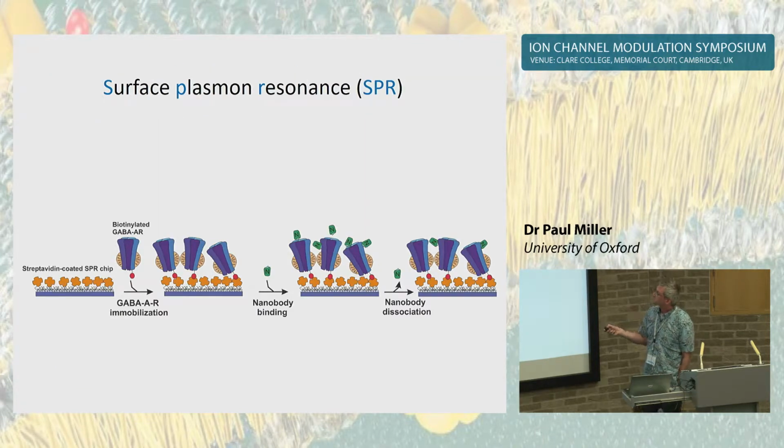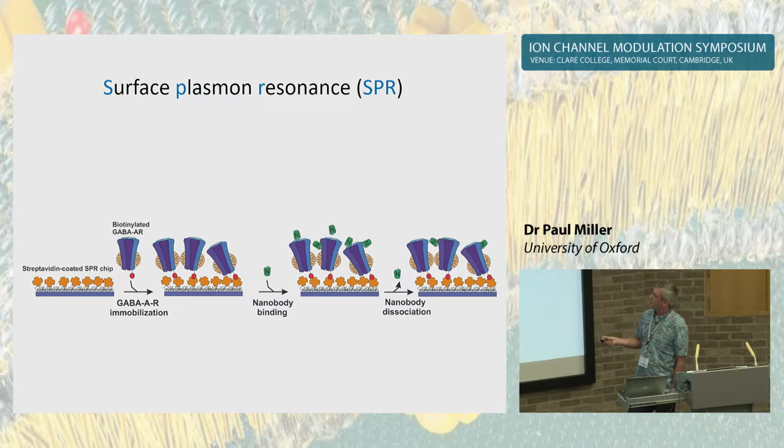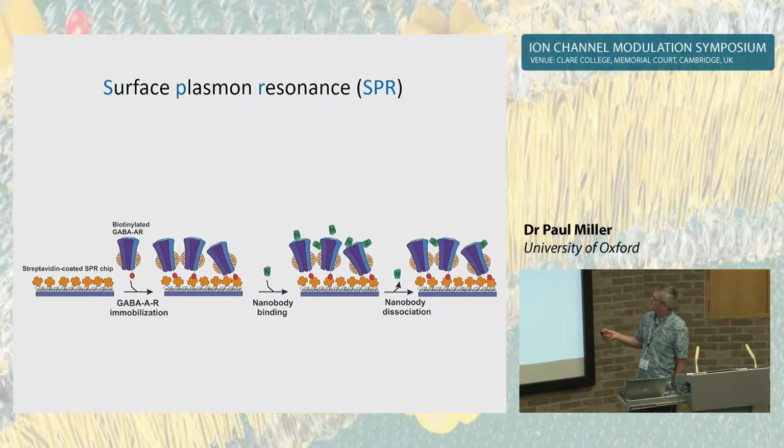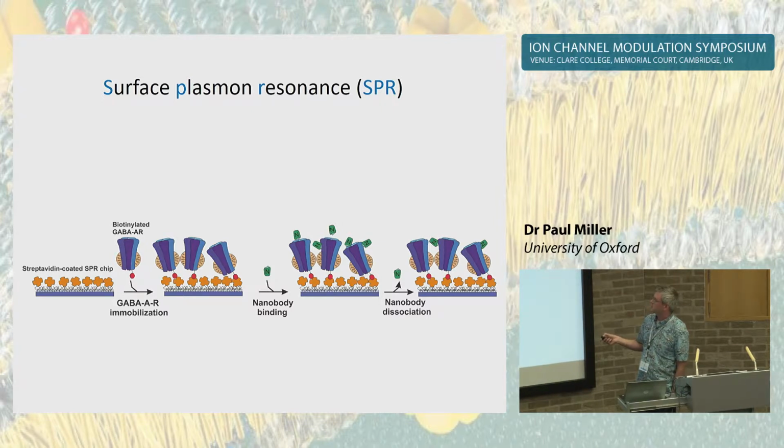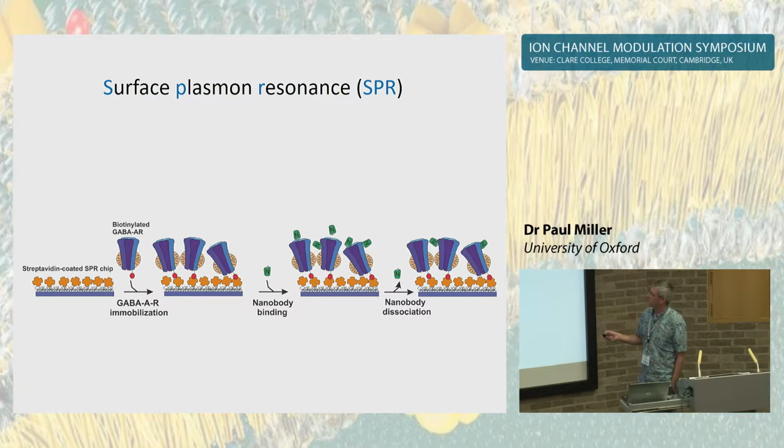And so these nanobodies, essentially, they're like miniaturized antibodies. So we attached our GABA receptor to chips, and then we did surface SPR. And you can run the nanobody over the chip, and it will stick to the GABA receptor if it binds. And you can also wash it off.